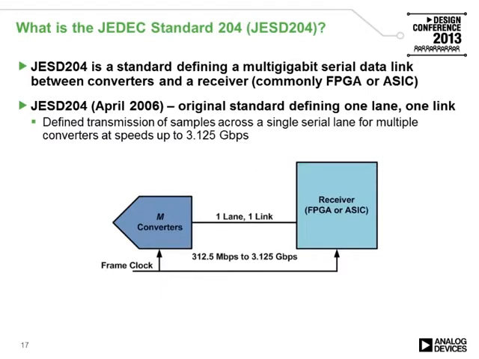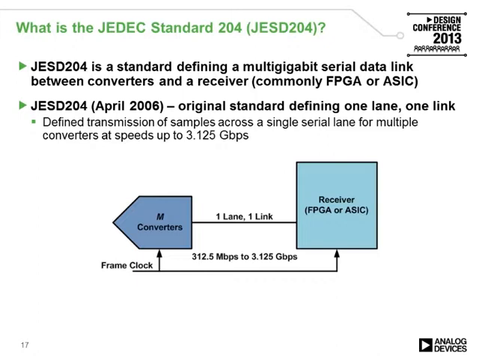Let's talk a little bit about the history of the JESD204B standard. In April of 2006, the original version of JESD204 was released. The 204 standard describes a multi-gigabit serial data link between converters and a receiver, commonly a device such as an FPGA or ASIC. In this original version of JESD204, the serial link was defined for a single lane between a converter or multiple converters and a receiver.